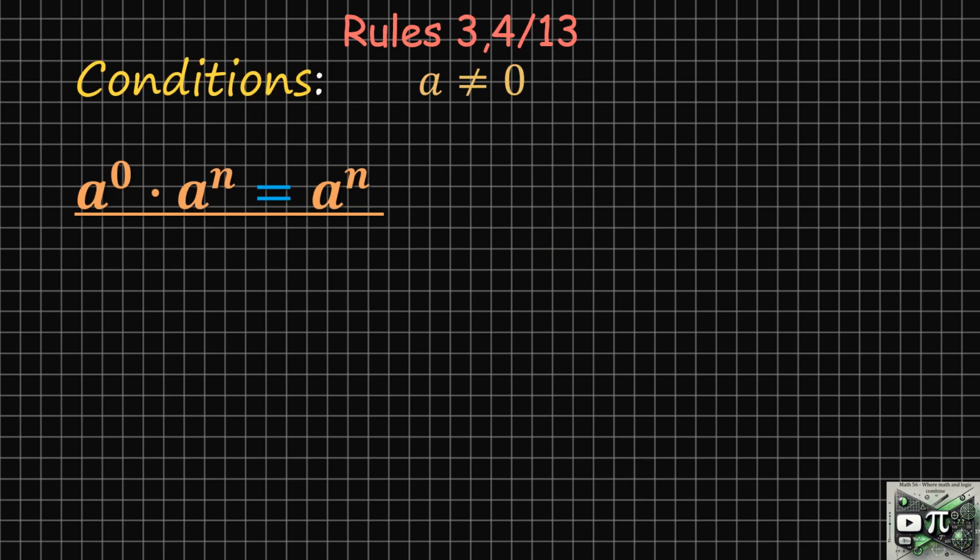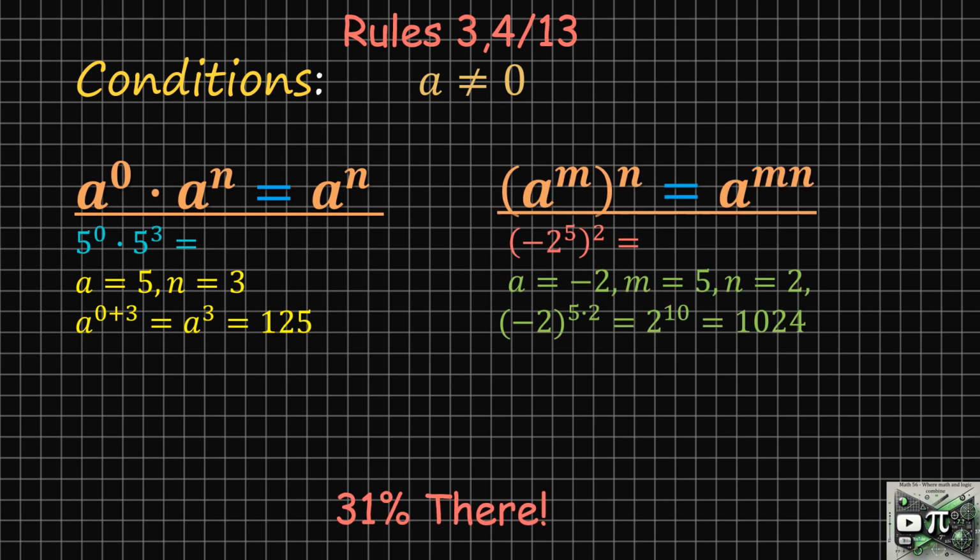So a to the 0 times a to the n is a to the n, and I'm telling you, some of these rules aren't really useful in our lives, but math teachers typically ask these in the papers, which is very surprising, I would say. Anyways, for example, 5 to the 0 times 5 to the 3: 5 to the 0 is 1, so this basically is 5 to the 3, so it's 125.